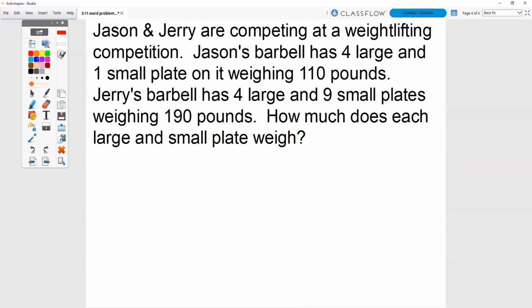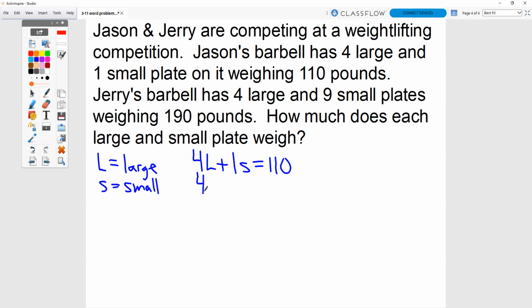So my two things that I have are large plates, so I'm going to use L for large, again, a capital letter L. And I'm going to use S for small plates. It says Jason's barbell has 4 large and 1 small, 4L plus 1S, weighing 110 pounds, so equals 110. Jerry's barbell has 4 large and 9 small, so 4L plus 9S, and that weighs 190.